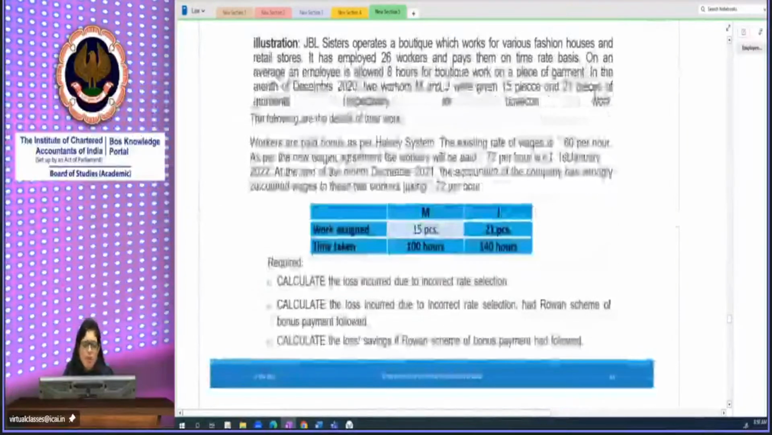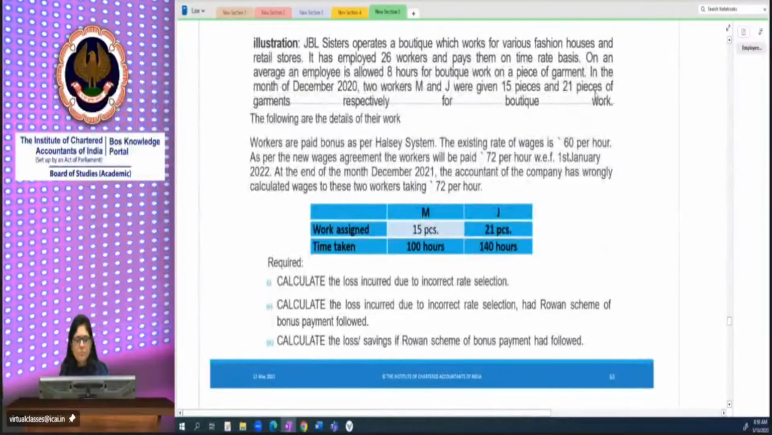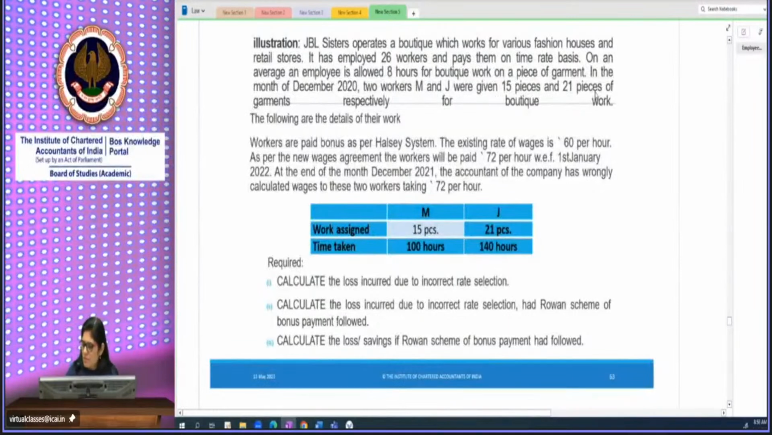Okay, we have another question here. I've taken questions from everywhere, must be a question from RTP or last year's examinations. A good question to understand Rowan and Halsey. This question is on the premium bonus system, Rowan and Halsey. Just read the question very, very properly. A very good question to understand the concept.